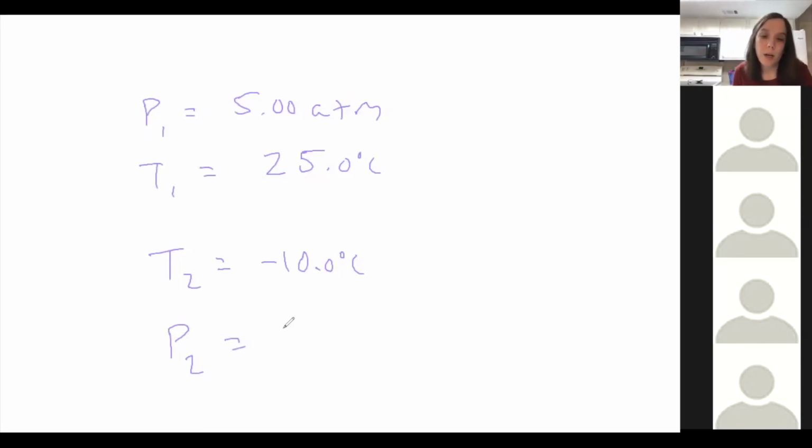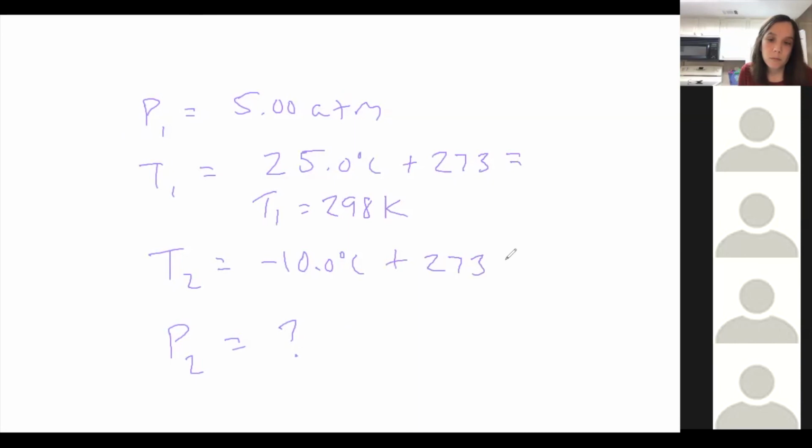Okay, so remember, it is very simple math. The only thing that could be tricky about this is remembering to convert to Kelvin. And that's really the only mistake you can make with these, is to forget to do that. So if ever you have Celsius, always add 273 to get Kelvin. So we get 298 Kelvin for T1. And we get 263 Kelvin for T2.